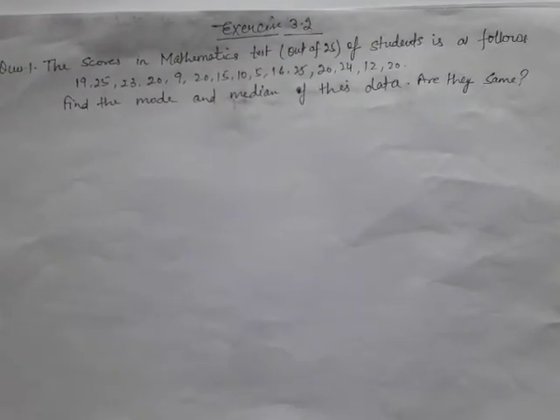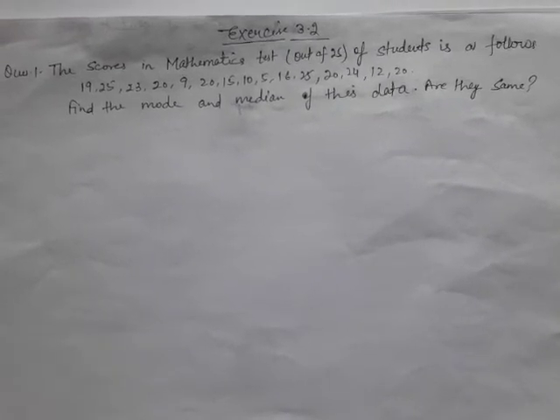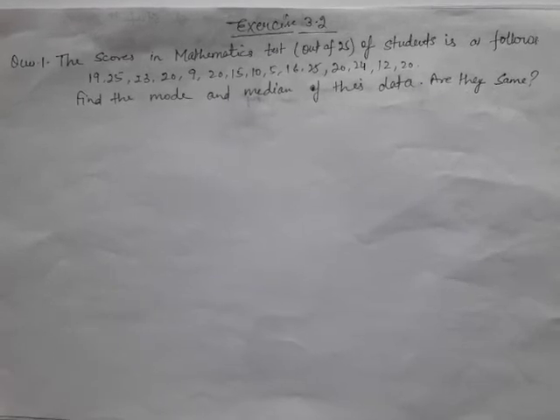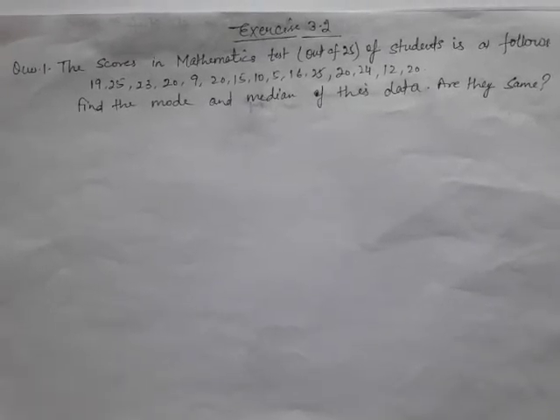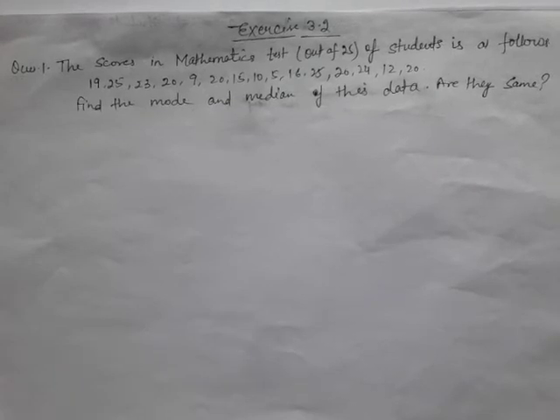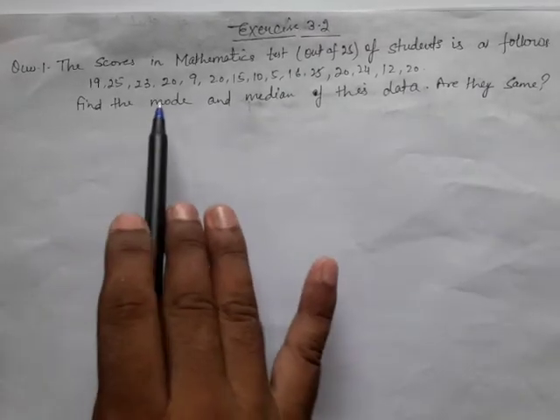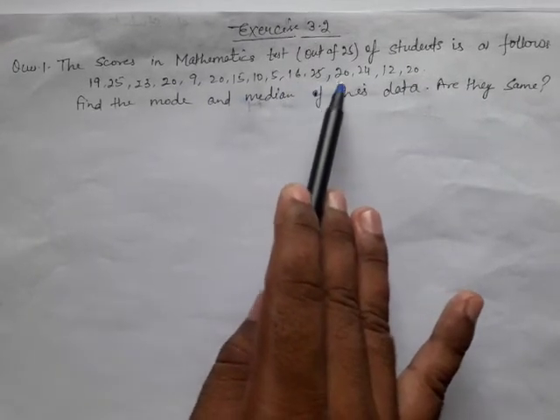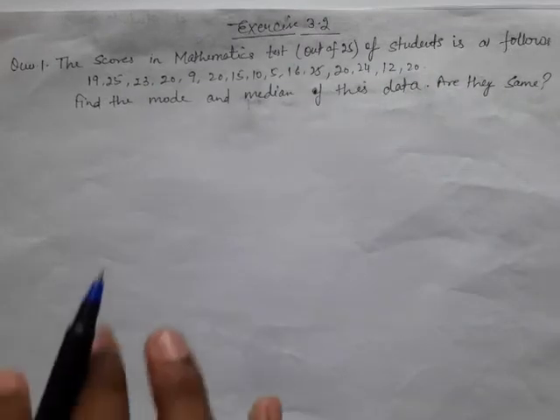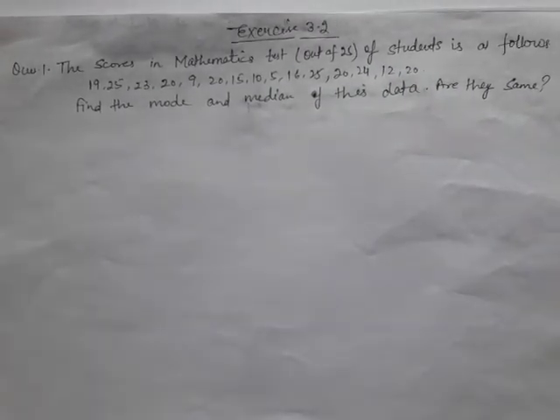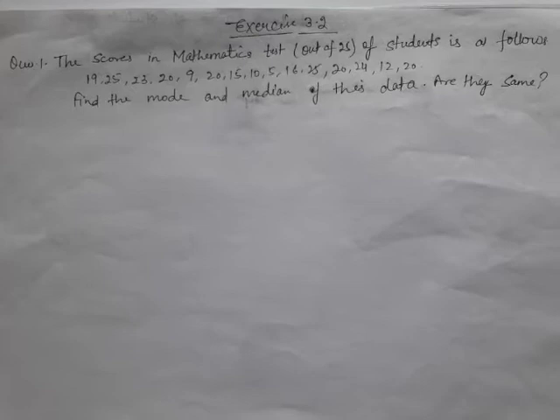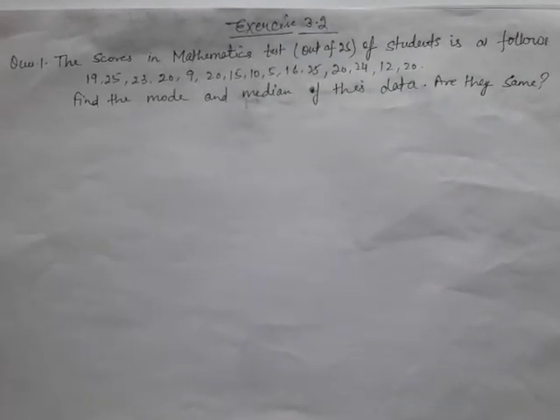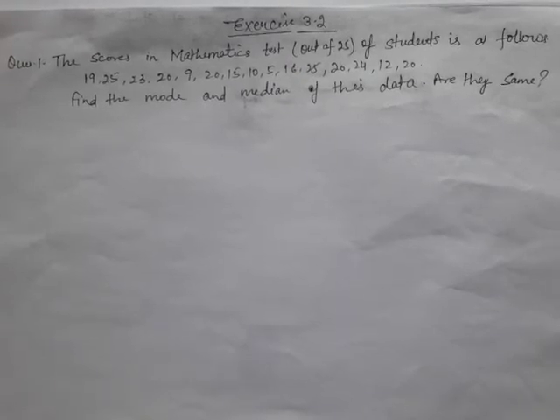Now second exercise, first question. The scores in a mathematics test out of 25 of students are as follows: 19 25 23 29 20 15 10 5 16 25 20 24 12 20. It means 25 students were given a test and they got these marks. Find the mode and median of this data. After that you see whether they are the same, meaning whether both results come the same or not.